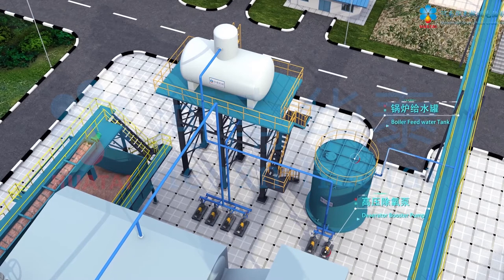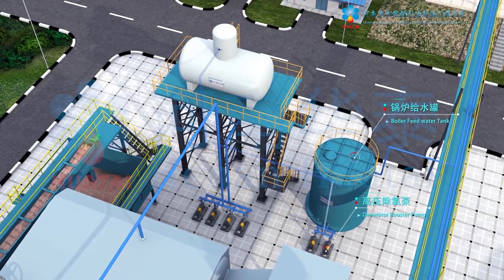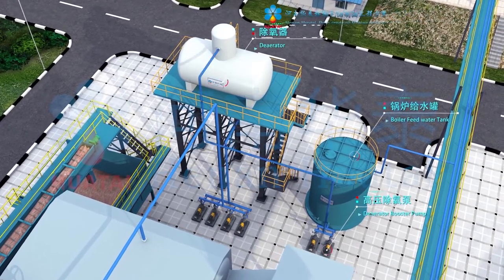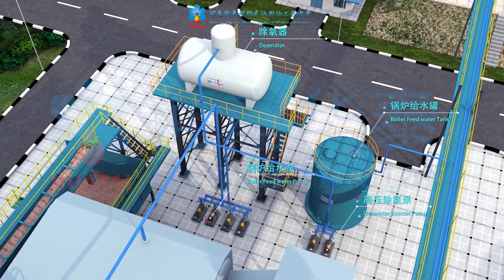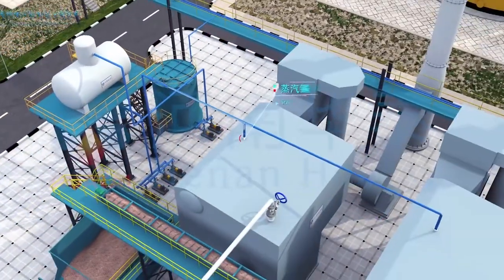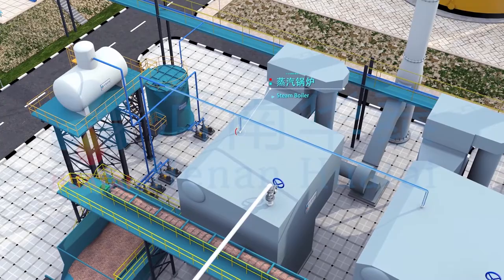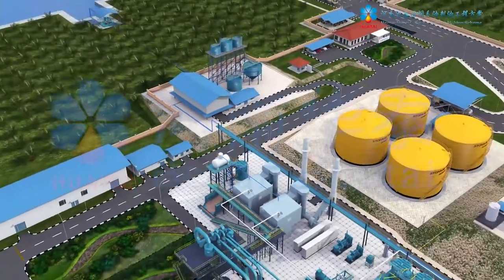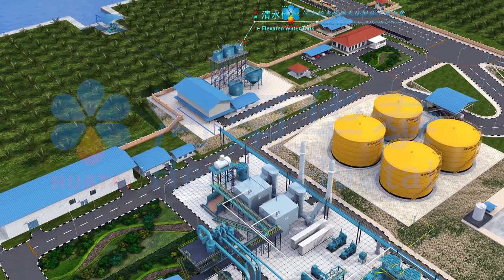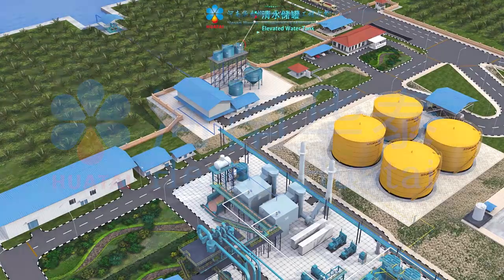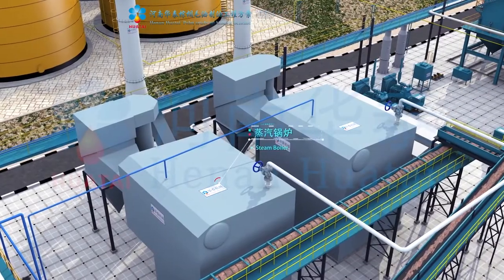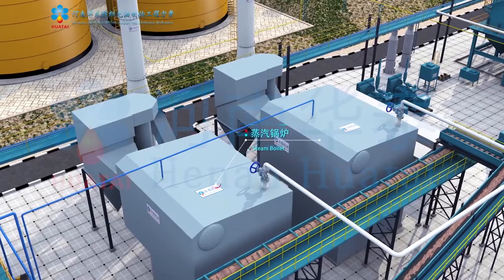Heated water is pumped by the deaerator booster pump to the deaerator. After removing oxygen in water, supplied to the steam boiler, finally pumped to the boiler with the boiler feed water pump. Elevated water tank can also offer water for process production and life. Steam boiler is the heat and power source of the whole plant.